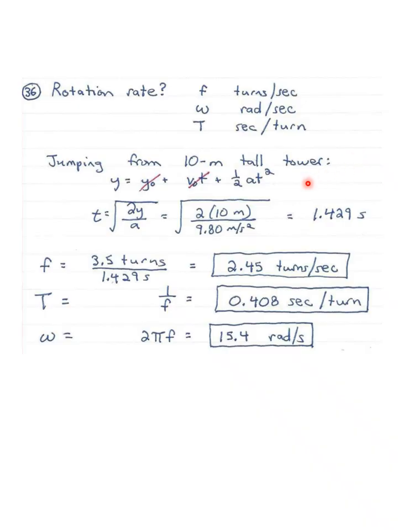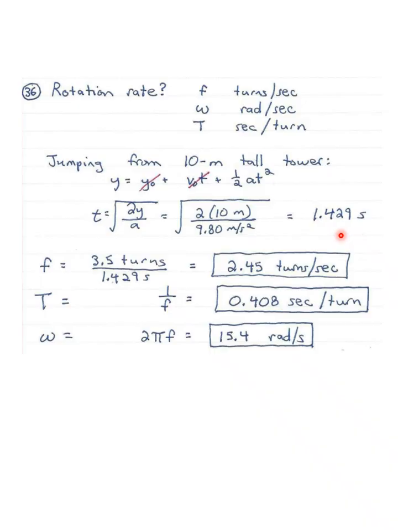So y equals y naught, which is 0, plus v naught t, which is 0, plus 1/2 a t squared. So the time to fall a certain distance is given by this equation. Time equals square root of 2y over acceleration. And we'll plug in the values, falling 10 meters, accelerating at 9.8 meters per second squared. For the person to hit the water, he has 1.429 seconds.